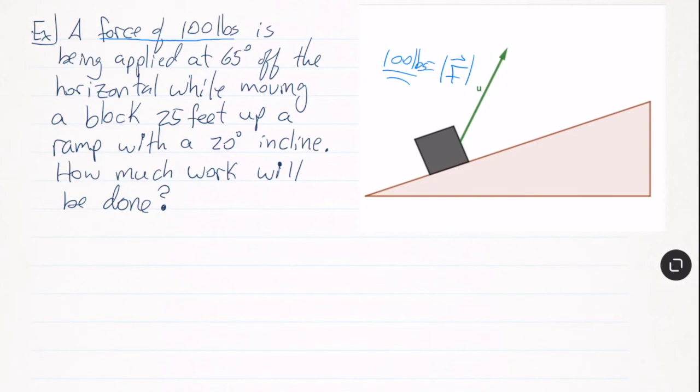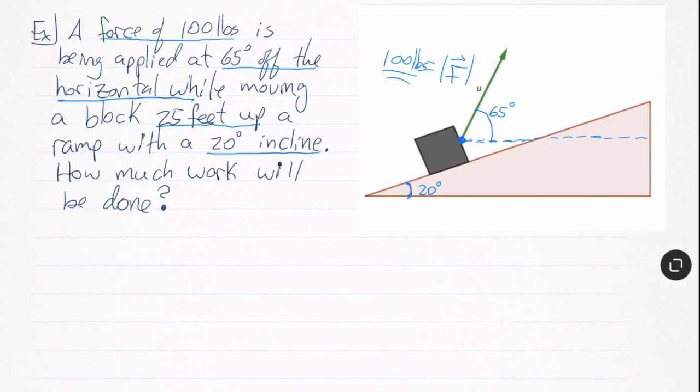Okay. The angle being 65 degrees off of the horizontal, you have to start thinking, well, here's where the force is being applied to the block, and the horizontal direction is parallel to the ground. So you have this kind of imaginary line going across your picture. Then this angle here has to be 65 degrees. All right. And then we are going to move 25 feet up the ramp, and it's got a 20 degree incline. So this angle here is 20 degrees.